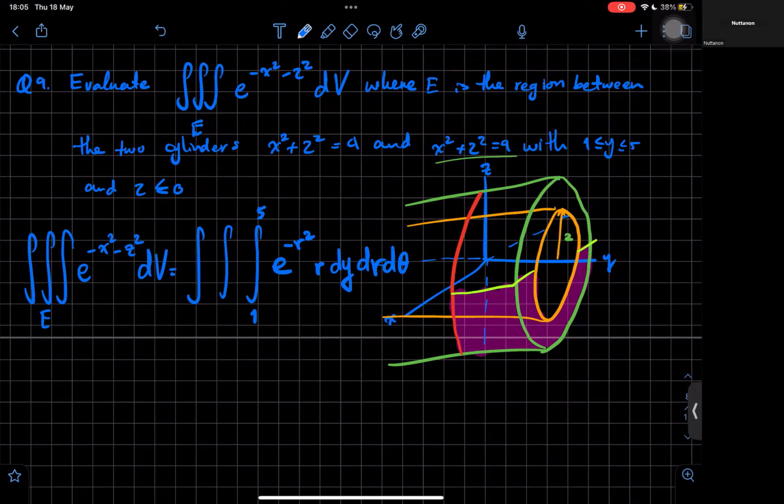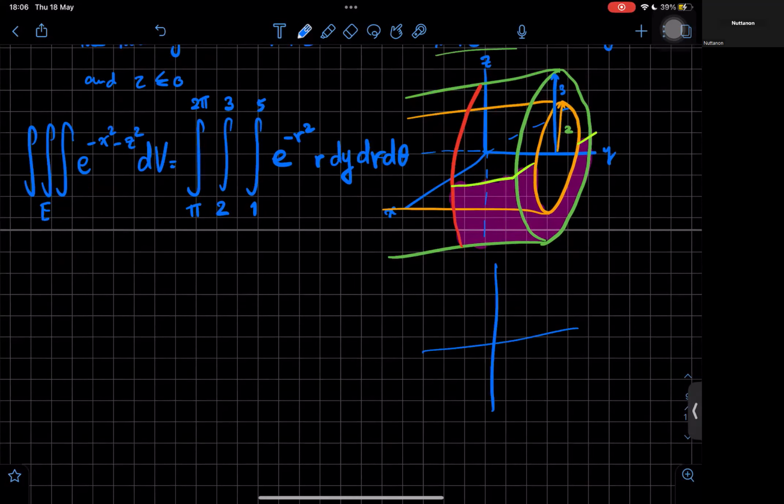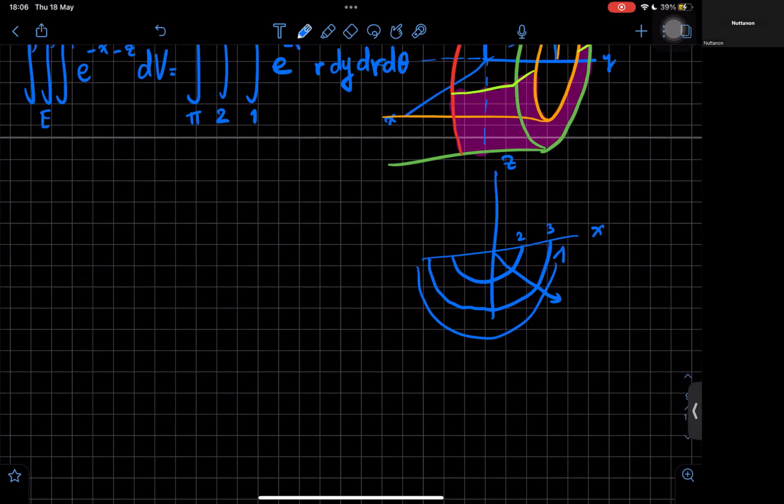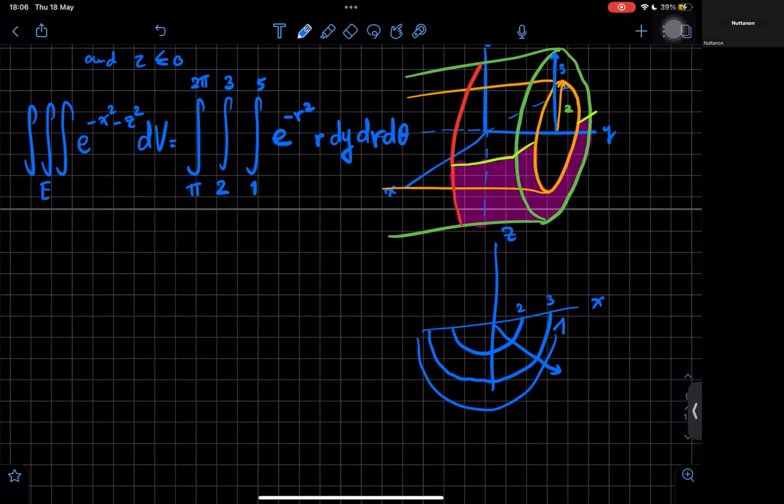The radius is between 2 and 3. If you can see, the small one is 2 and the larger one is 3. We want it in between, so it becomes 2 and 3. And since z is less than 0, that's the lower half of the circle, so pi to 2 pi. If you see the xz shape, it's going to be like this. So the radius is from 2 to 3, and the angle is from pi to 2 pi. And when you get the equation, after that, it's just calculation.